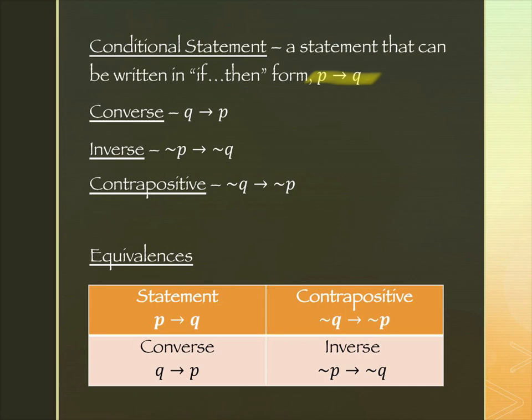The second one leaves the order the same, inverse. Q and P, they stay where they originally were, but you negate each of them. It's not P implies not Q. And the last one reverses both, contrapositive. So it switches the order and it negates them. So now you have the negation of Q implies the negation of P.